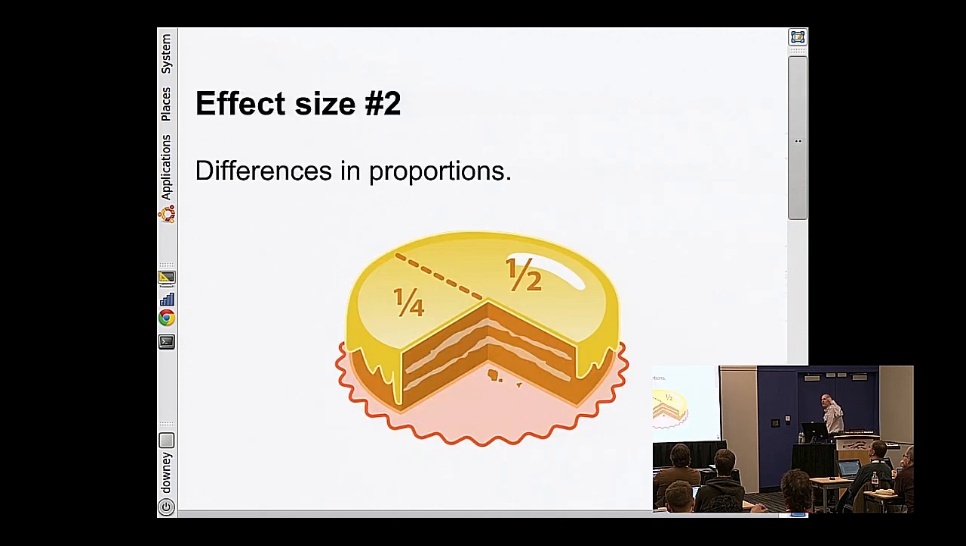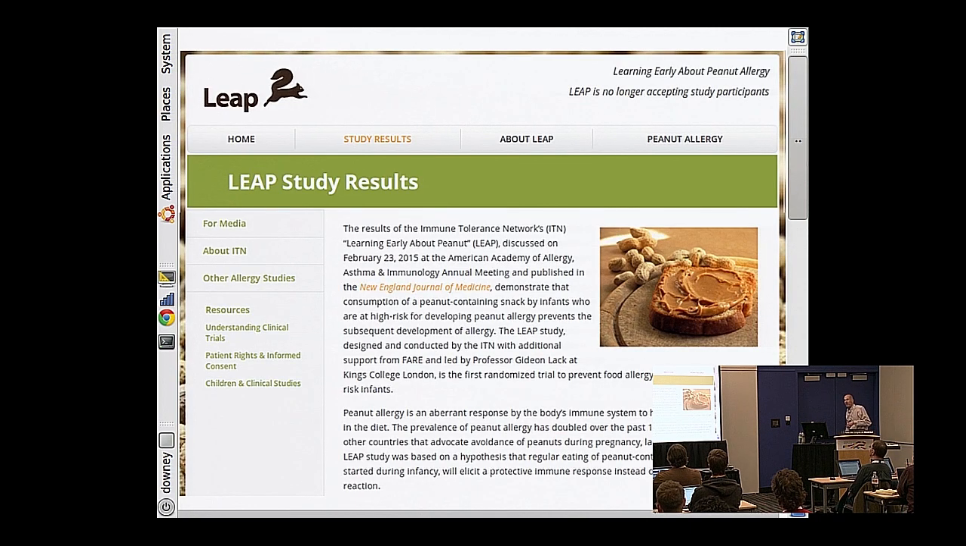I want to move on to a different kind of effect. So that was a difference in means between two groups. I want to talk about a difference in proportions now. So I get half the cake, you get a quarter of the cake. That is a difference in proportions. Not the one I'm going to talk about. This one I want to talk about.